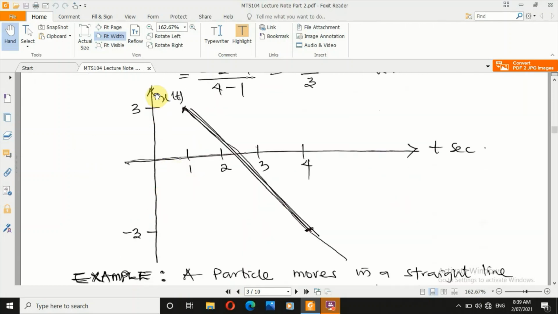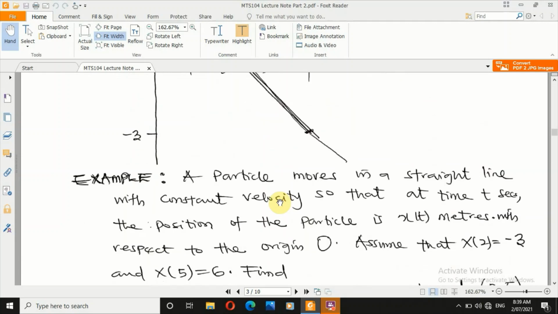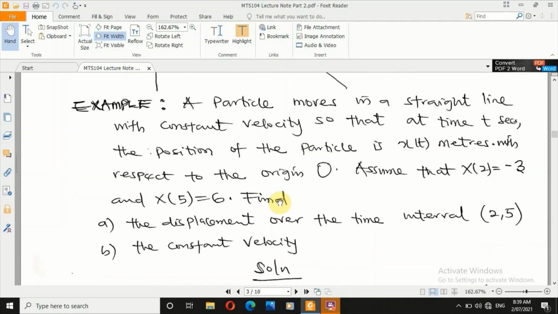Graphically, we have the vertical values of the position. You have the horizontal time. So when t is 1, we have it. Then when t is 4, we have minus 3. You see now that the line is decreasing. Okay? Now let's go to another example.